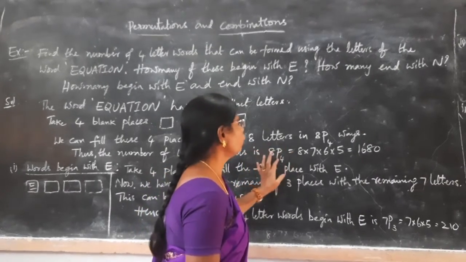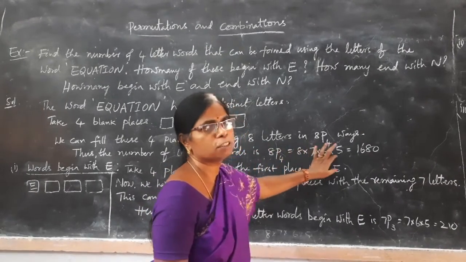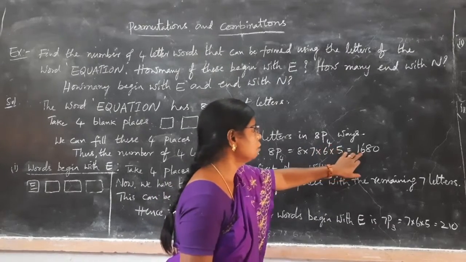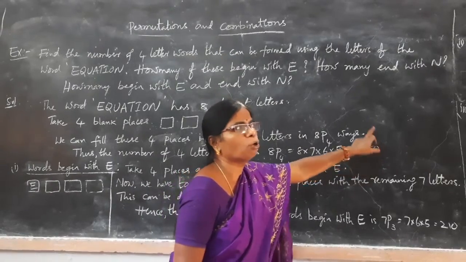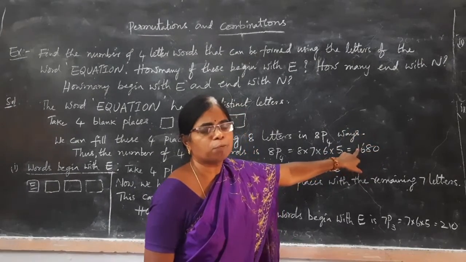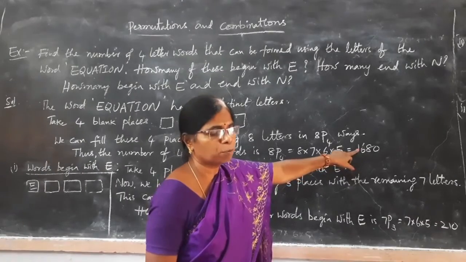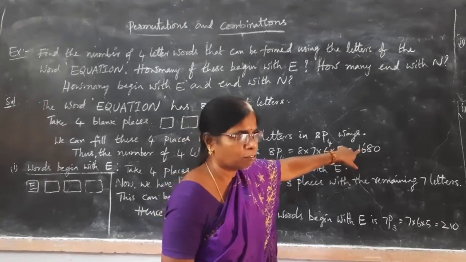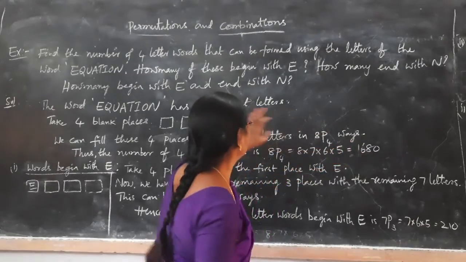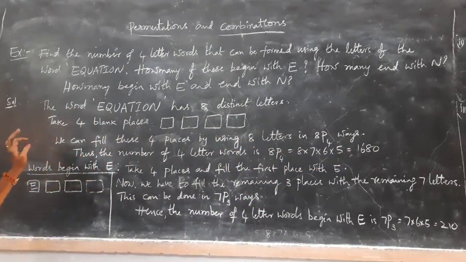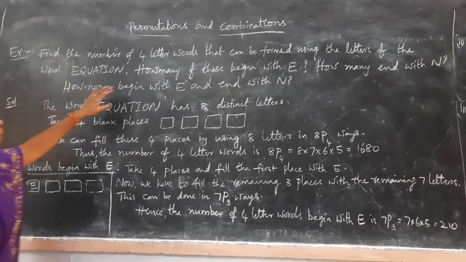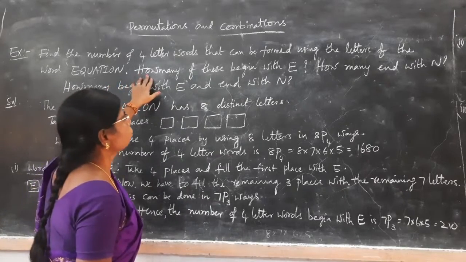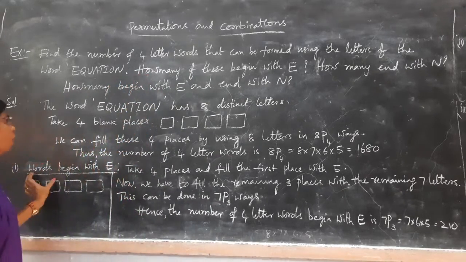8p4 means 8 into 7 into 6 into 5. That is 1680. So we multiply. So this is the total number of 4-letter words that can be formed using the letters of the word EQUATION. Okay. So next, our next question is how many of these begin with E? How many of these begin with E?